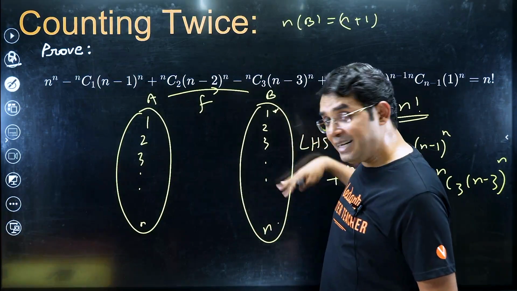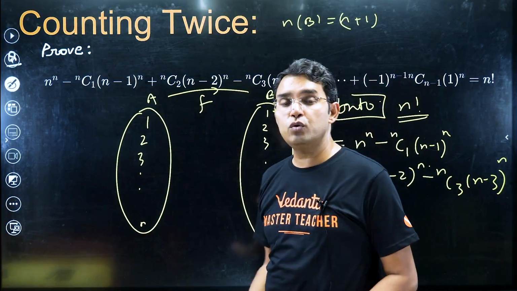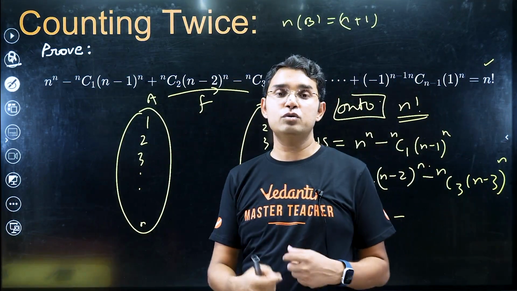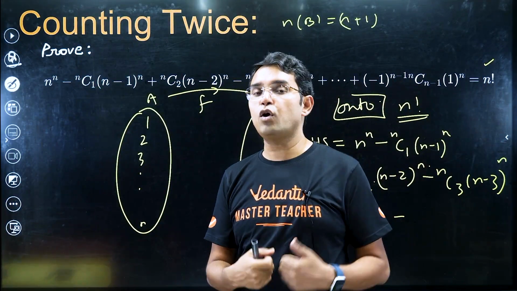If you keep fewer elements in B and more in A, then also you can get this kind of identity, but in that case your right hand side will also have to be calculated. It will not be direct.